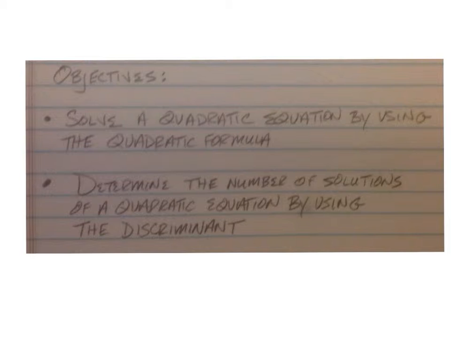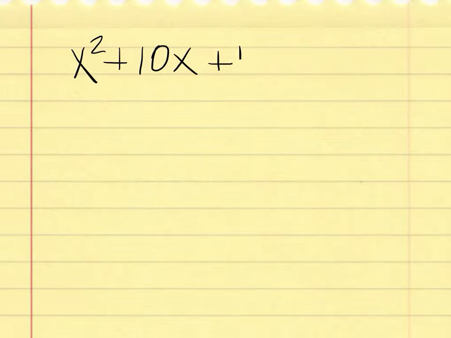For today, the objective is to solve a quadratic equation by using the quadratic formula, and to determine the number of solutions of a quadratic equation by using the discriminant. The following is an example problem. First, we'll go over the discriminant. So here is a problem. The problem is x squared plus 10x plus 16 equals 0.